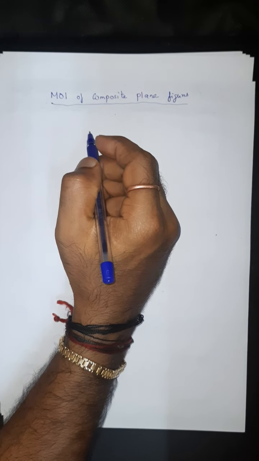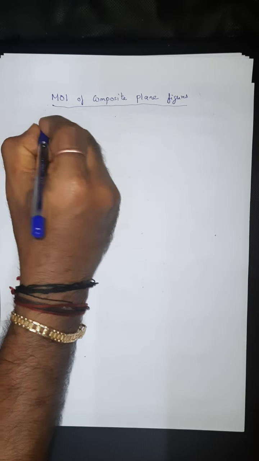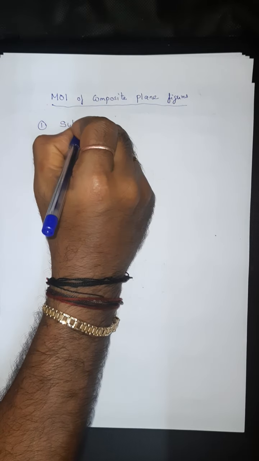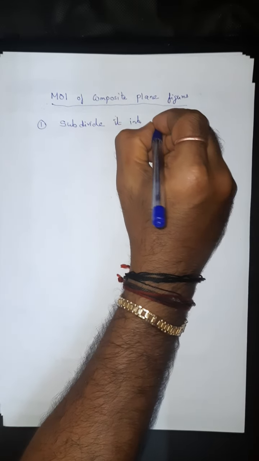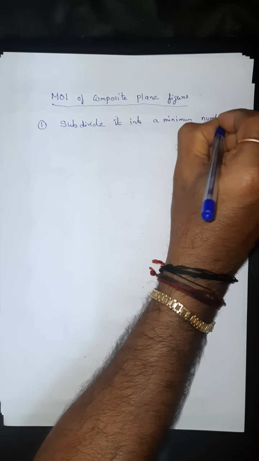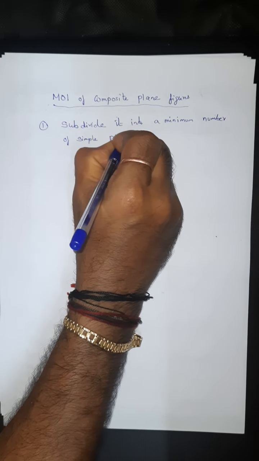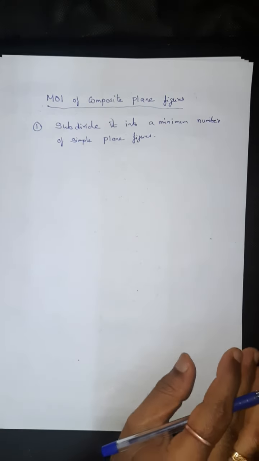Then to find the moment of inertia of the composite figure, at first what you have to do is subdivide it into a minimum number of simple plane figures. So accordingly, that composite plane figure needs to be divided into the simple plane figures, the 7 plane figures which I taught you, right? Based on that, you will have to divide it.